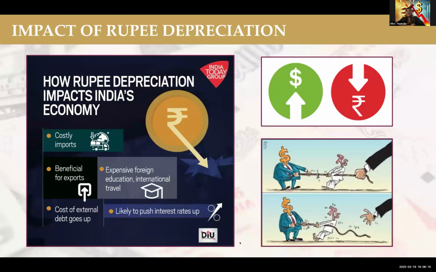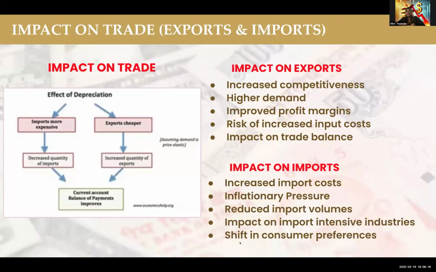Export benefit. A weaker rupee makes Indian goods cheaper globally, boosting export volumes. Exporters earn more rupees per dollar, improving margins. Imports become costlier. Foreign goods, raw materials, and fuel become expensive, raising production costs. Costlier imports raise prices, making luxury goods more expensive and reducing demand. Over to Purnima for impact on inflation.